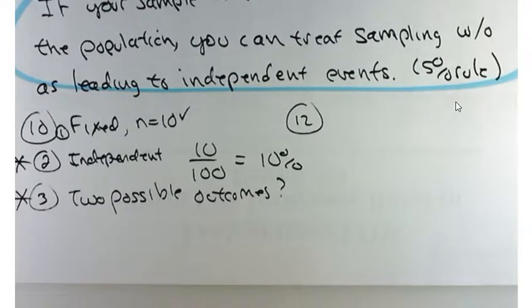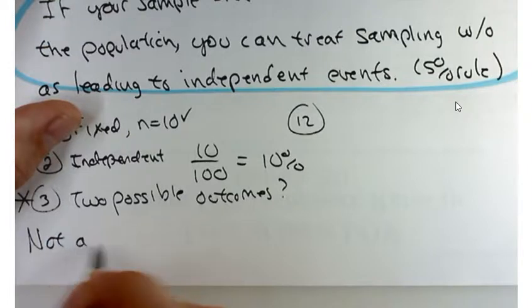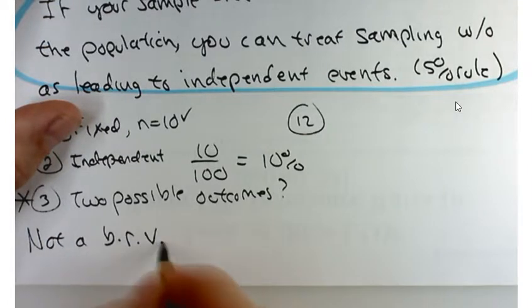Let's look at problem number 12. So this is not a binomial random variable.